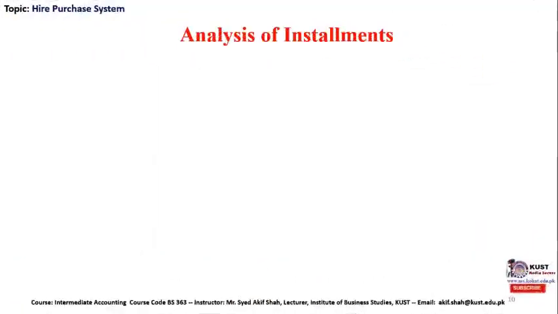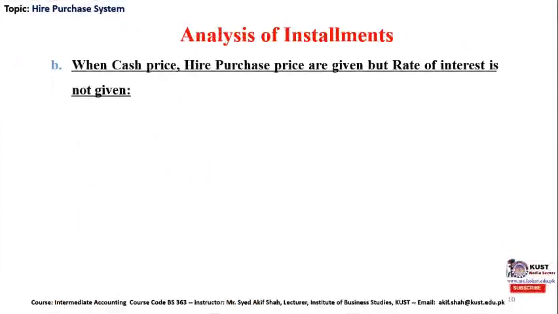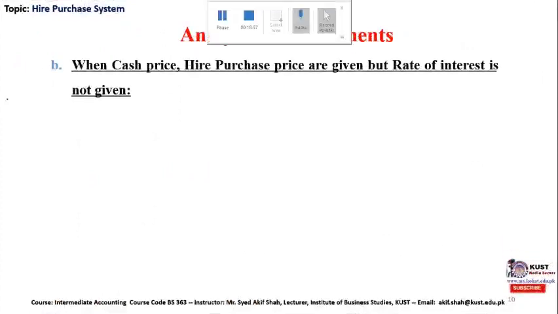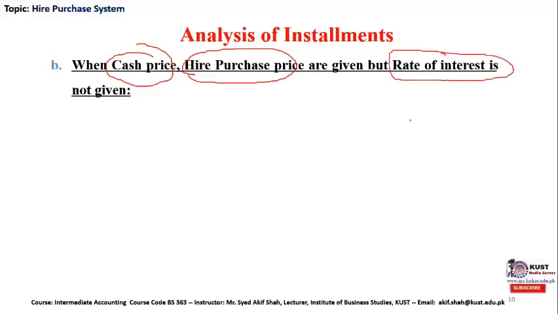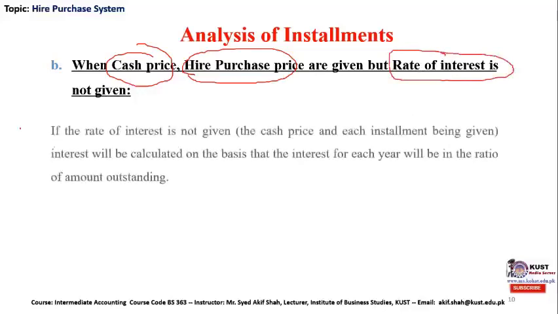Now let's analyze another situation, which is situation B, where we are given the cash price, which is 14,900, already known. We are continuing the previous example. The hire purchase price is also given, which is 16,000, but the rate of interest is not given. Then how do we calculate the interest payment for each year? So here comes the rule.